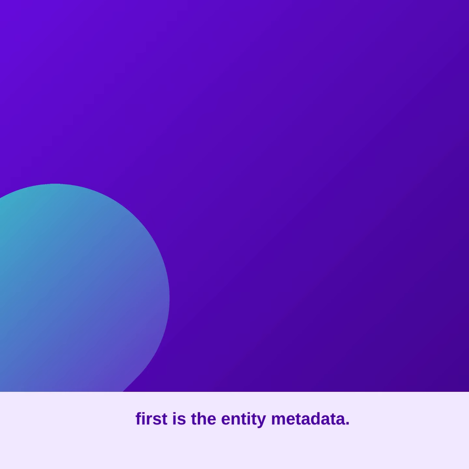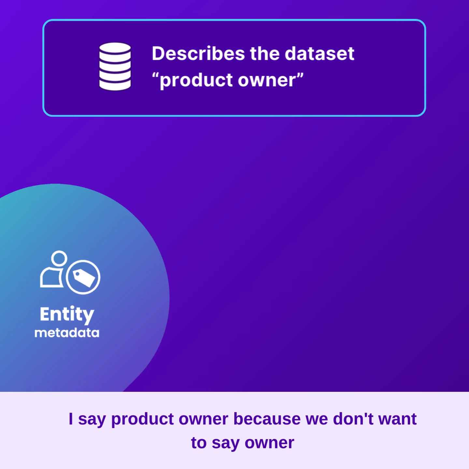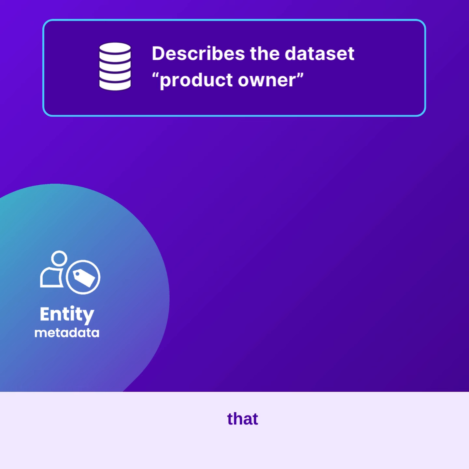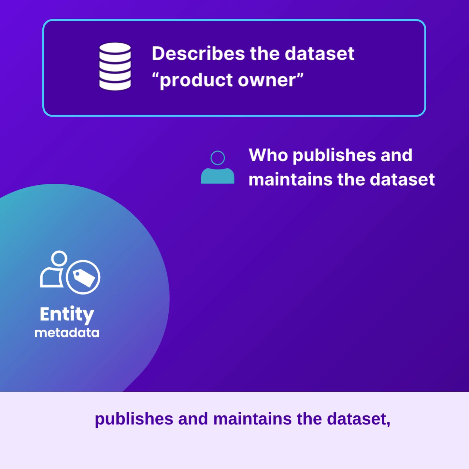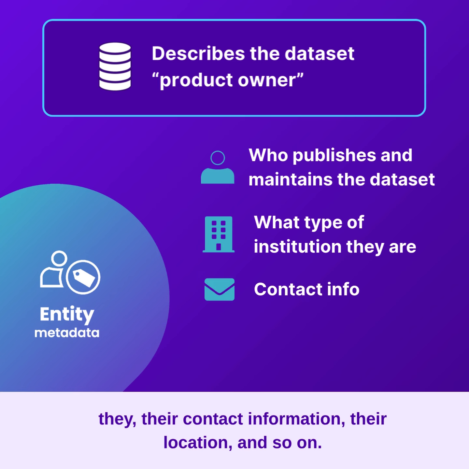The first is the entity metadata. That describes the dataset product owner. I'd say product owner because we don't want to say owner, because the owner of the data might be different to the entity that is collecting that data and putting it into a data set. So entity metadata items are things like who publishes and maintains the data set, what sort of institution they are, their contact information, their location, and so on.